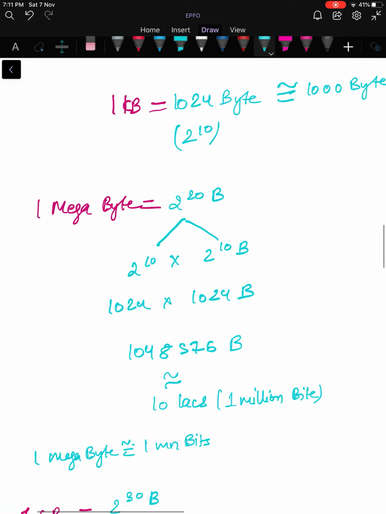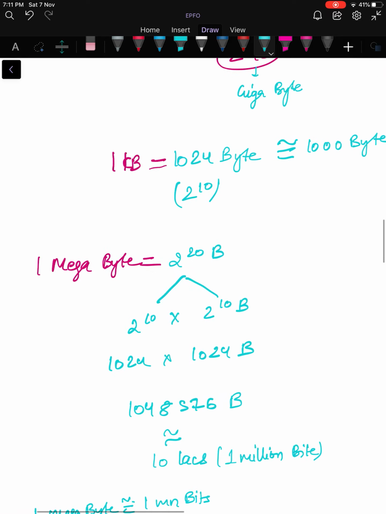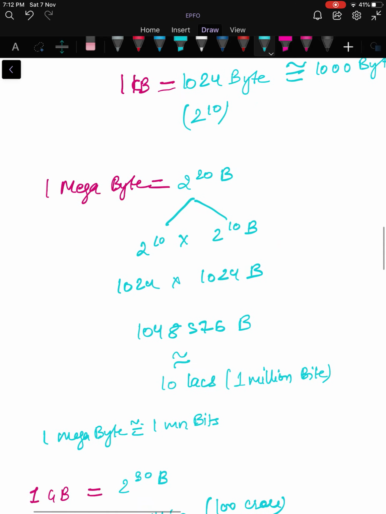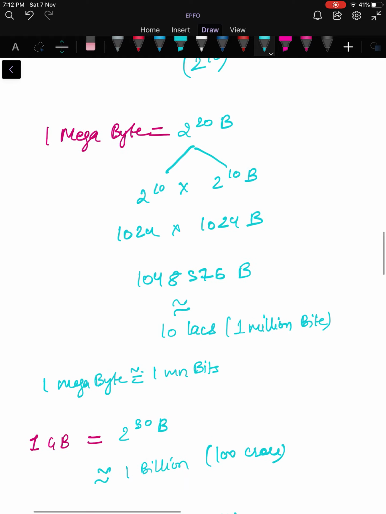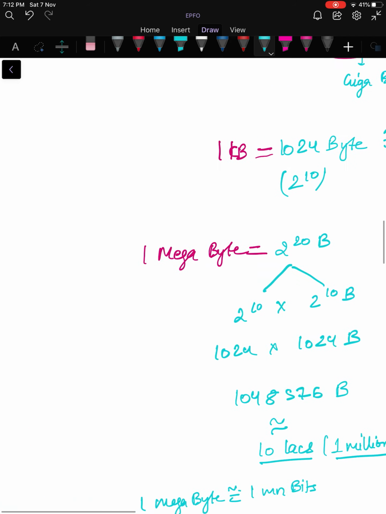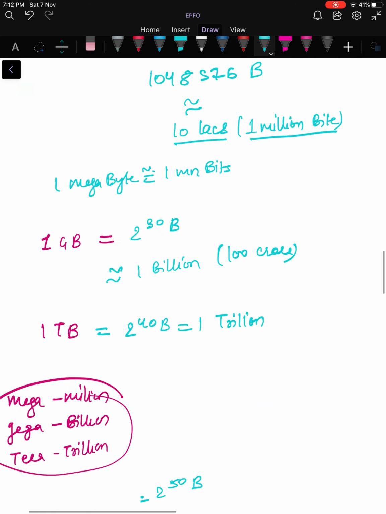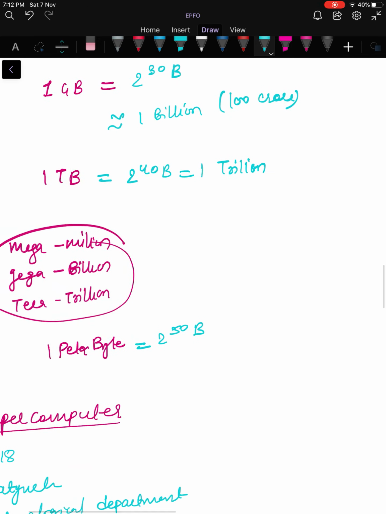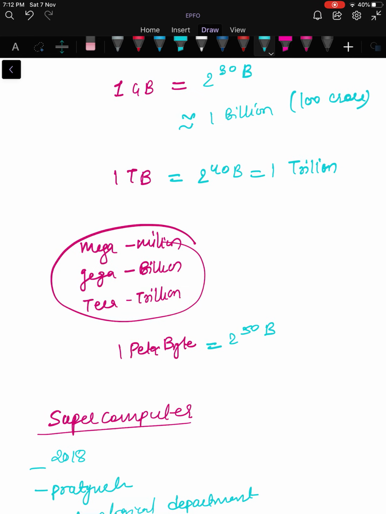1 KB we can also write as 2 to the power 10 bytes, because it can be written like that. Now 1 megabyte equals 2 to the power 20 bytes. It can be split like this, and it will be 10 lakhs, meaning 1 million bytes. So 1 megabyte equals 1 million bytes. And 1 gigabyte equals 2 to the power 30 bytes, so it is 1 billion bytes. And 1 terabyte equals 1 trillion bytes. So mega is million, giga is billion and tera is trillion.